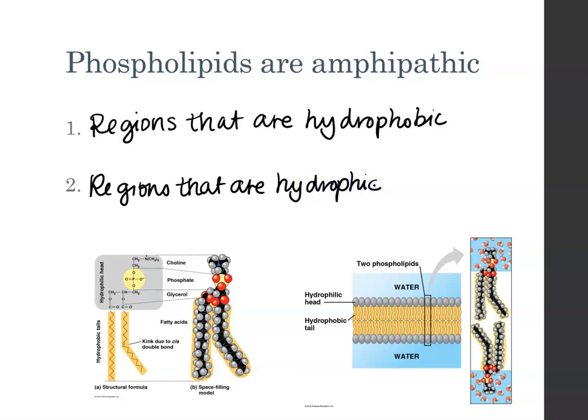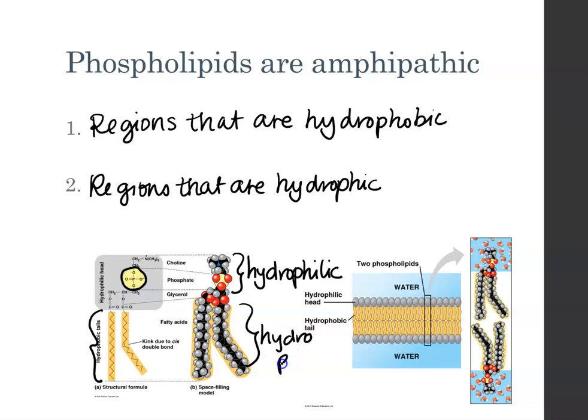Now, those phospholipids have a phosphate head and they have a fatty acid tail. And if you remember from chapter 3, we learned that that phosphate head is very hydrophilic. Remember, that means water-loving. And those tails are very hydrophobic because they are lipids.